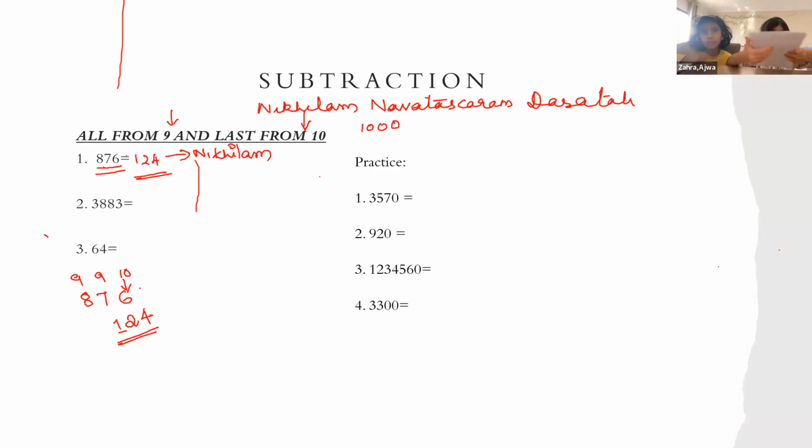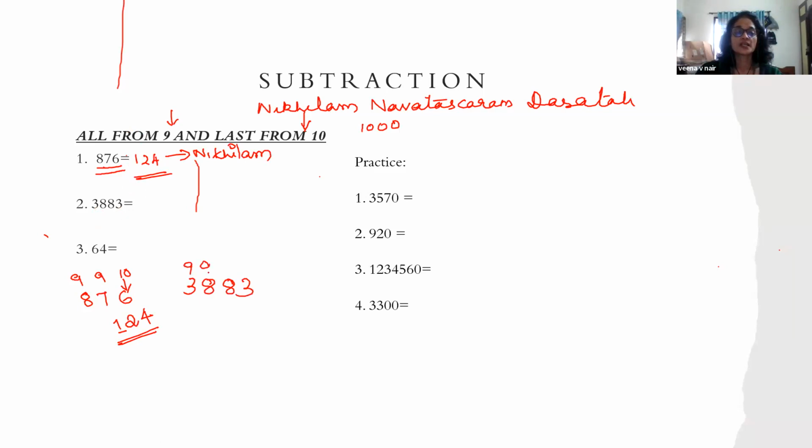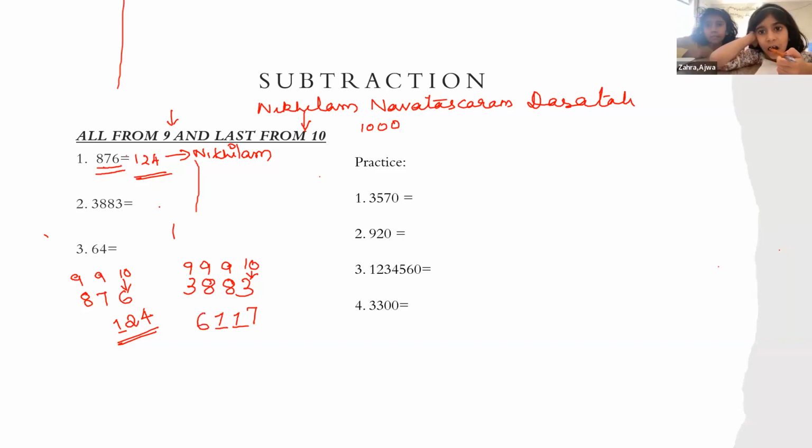You apply the same technique. That is 3, 8, 8, 3. All from 9, the last from 10. 10 minus 3 is 7. 9 minus 8 is 1. 9 minus 8 is 1. 9 minus 3 is 6. So the answer is 117.